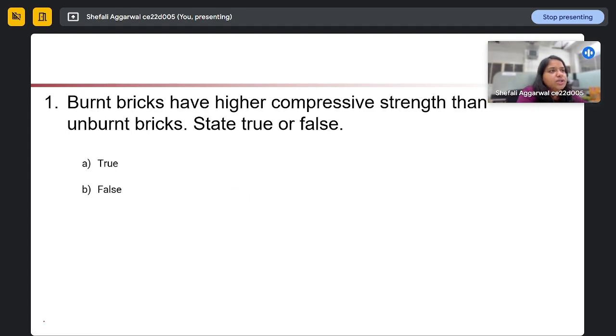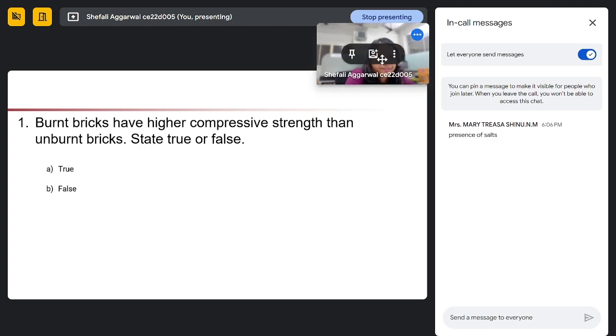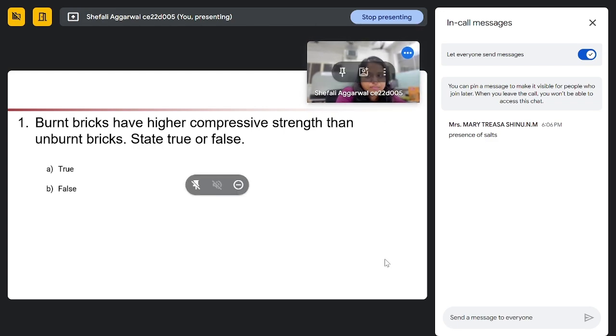So the first question is: burnt bricks have higher compressive strength as compared to unburnt bricks. Is it true or false? Anyone who wants to guess the answer, you can type in the chat box also.